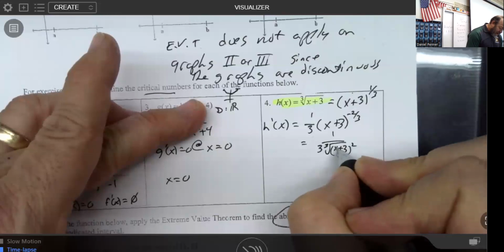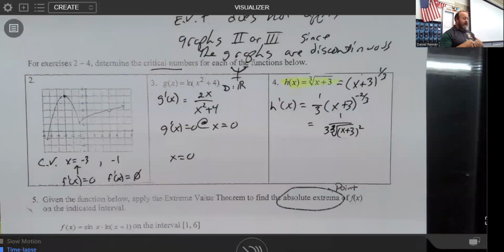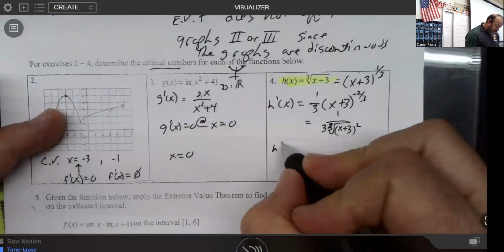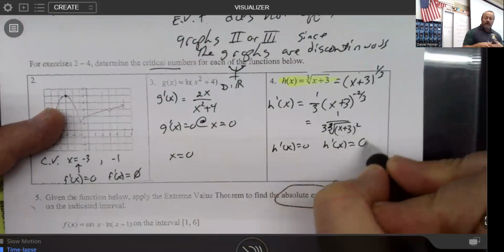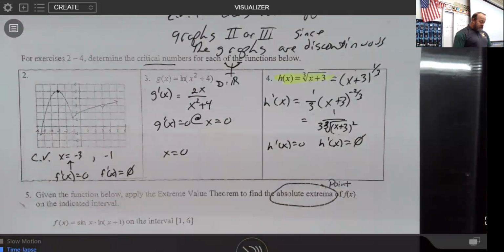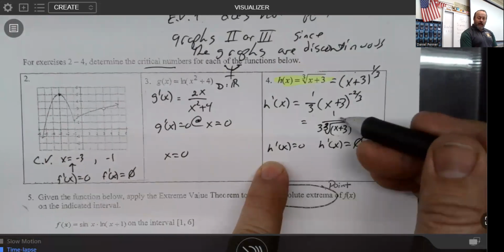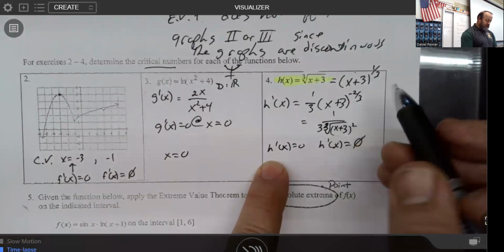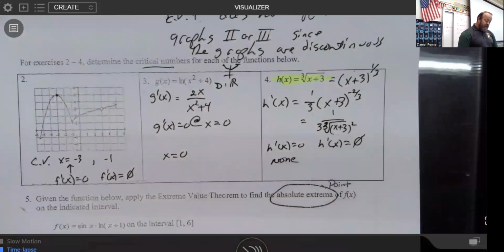Now that looks like a whole lot of stuff, but notice that I now have a variable in the denominator. Again, I want to know where h prime of x is equal to 0, and where h prime of x is undefined. Where does it not exist? Well, the only way that a fraction can be 0 is if the top is 0, and there is no such value. There is no place where this is true.